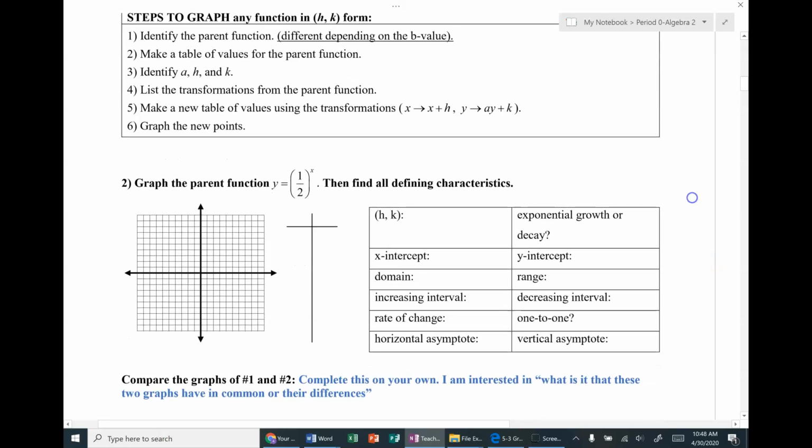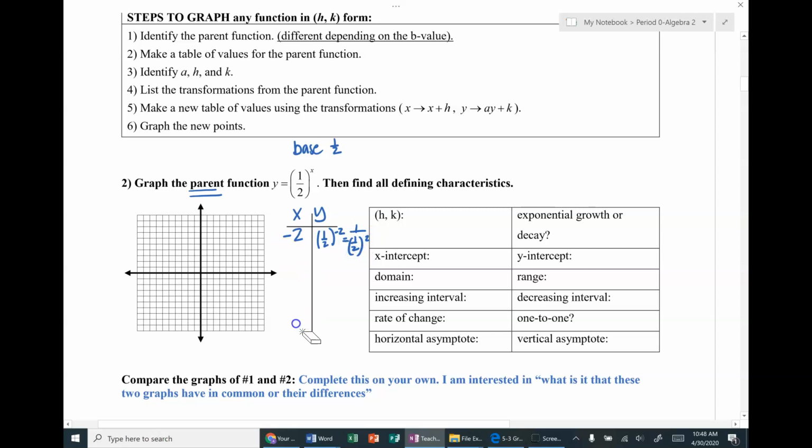So this is another parent function. See this right here? This parent function has a base of 1/2. So let's see the difference, x, y. We're going to do the same 5 inputs. Okay, so here we go. 1/2 to the -2 is the same thing as 1 over (1/2) to the power of 2.